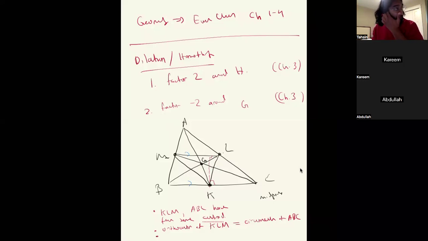What this shows is that actually H, G, O are collinear. So the common centroid, the orthocenter of ABC and the circumcenter of ABC are all collinear. And not only are they collinear, it tells you that HG equals twice OG. Okay, so this will be an exercise. It basically follows from these two facts, and this is all explained in Evan Chen's book.